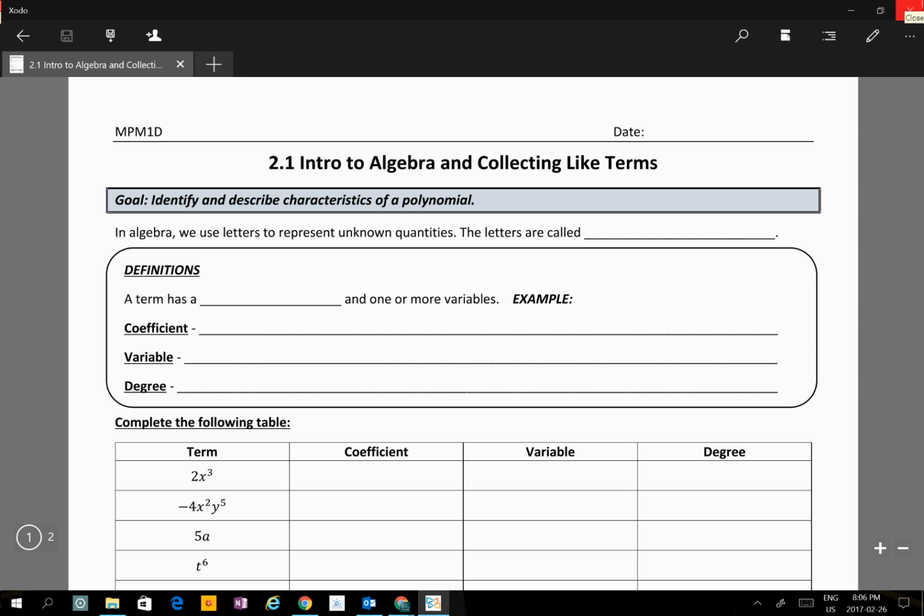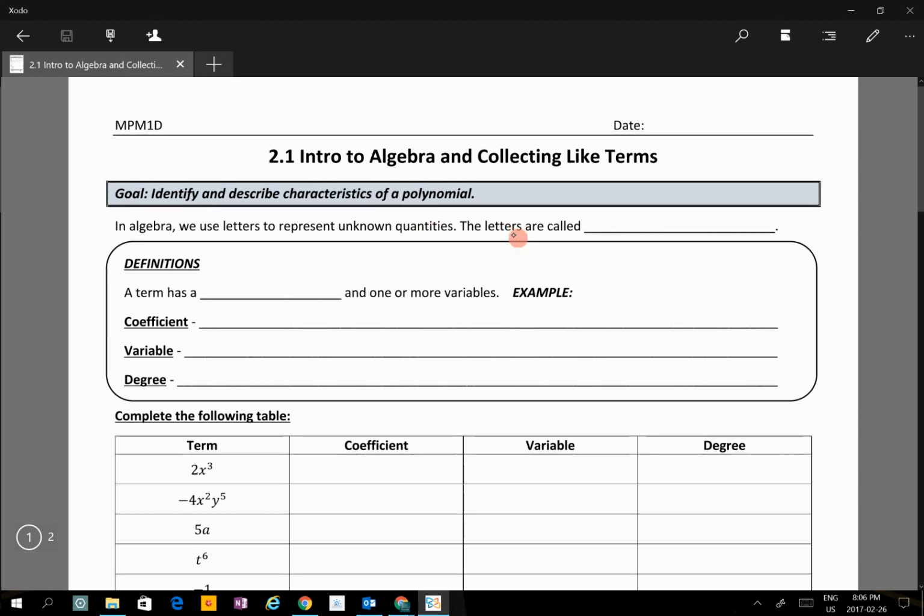So welcome to Cycle 2, Lesson 2.1, Introduction to Algebra and Collecting Like Terms. The goal for this lesson is to identify and describe characteristics of a polynomial. In algebra, we use letters to represent unknown quantities. The letters are what we call variables. Variable means something that changes. We're not going to be stuck to just one number. The number can now change, and it's called variable because that number is changing.